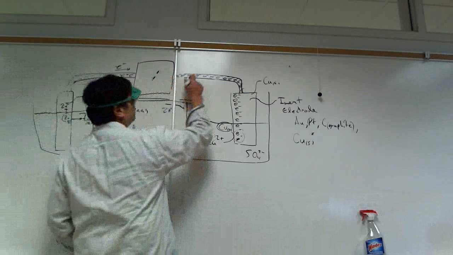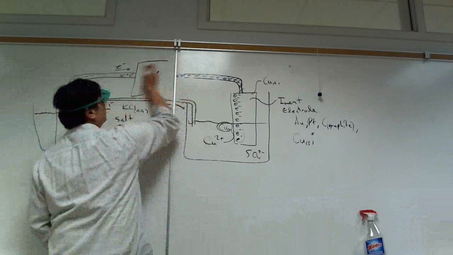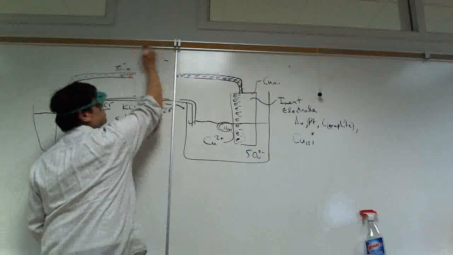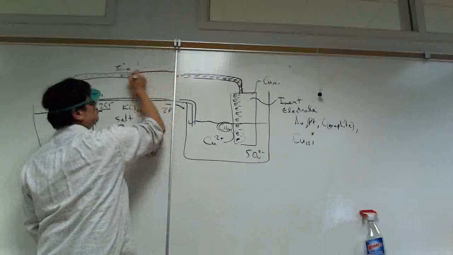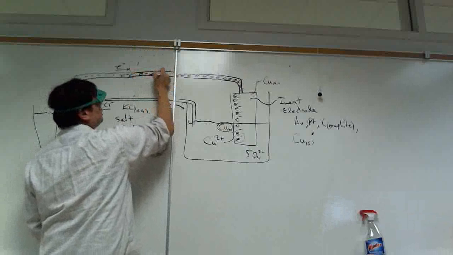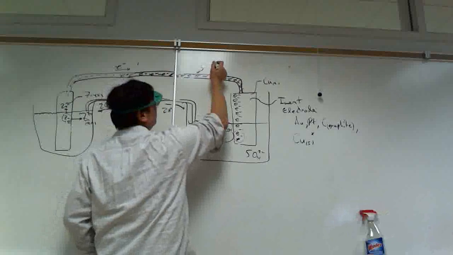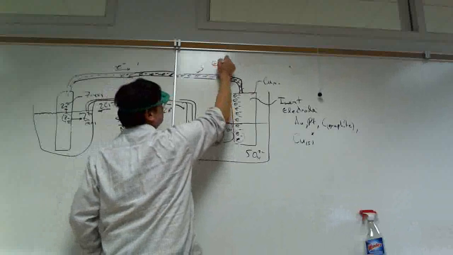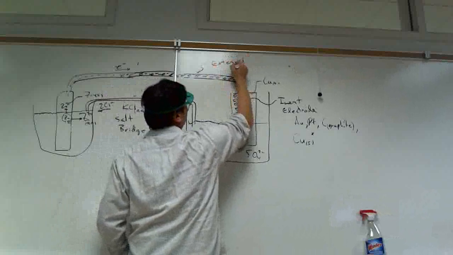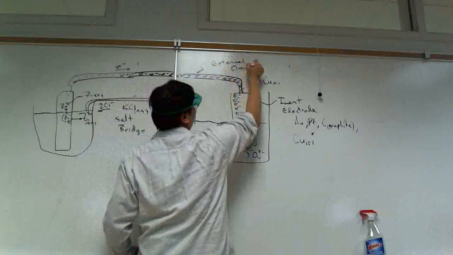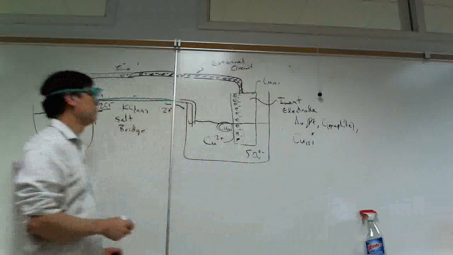This wire out here is called the external circuit. We don't need the voltmeter. The voltmeter is just there to measure the voltage. But the external circuit is where we're going to hook up devices like a light bulb or whatever else. This external circuit is where the electrons flow.